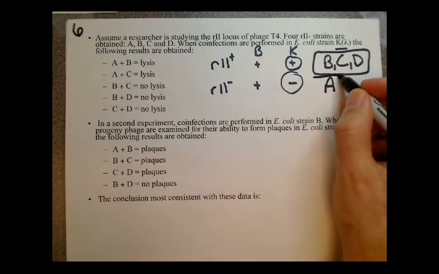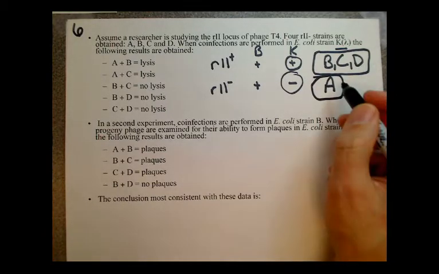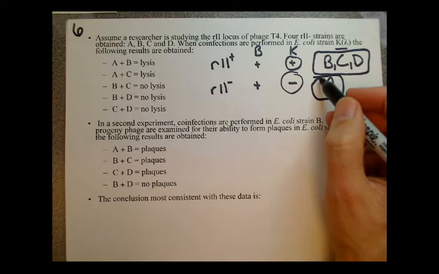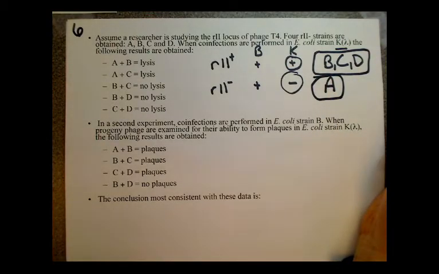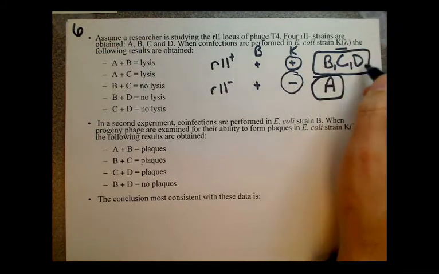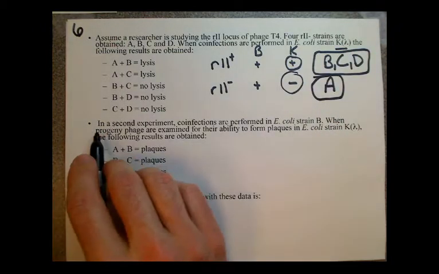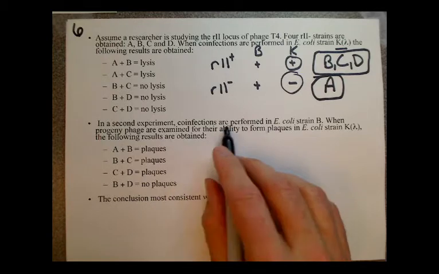So what we can say out of this part of the problem is that A has a mutation in one gene, and B, C, and D have mutations in the other gene. So this is complementation testing. The second part, we're dealing with recombination.